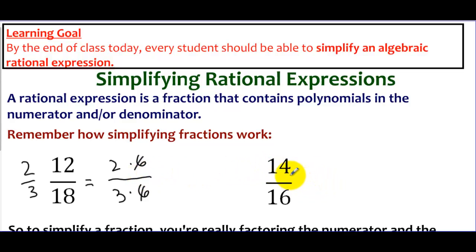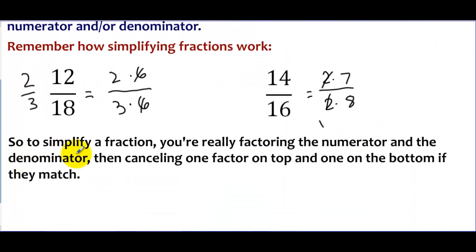Okay, so same thing over here with 14 over 16. I can say this is 2 times 7 on top, and that 16 is 2 times 8 on the bottom, and the 2 on the top cancels the 2 out of the bottom, and 7/8 is the reduced version of 14 over 16. So that's really what our goal is going to be. To simplify any fraction, you're factoring the numerator, factoring the denominator, and canceling one matching factor on the top with one matching factor on the bottom.